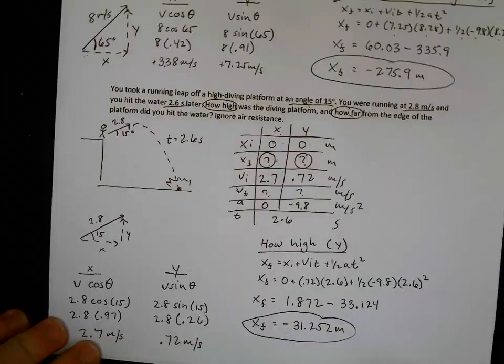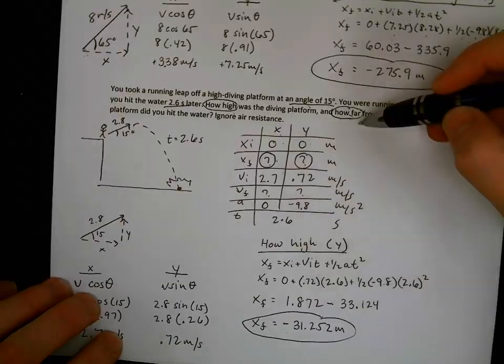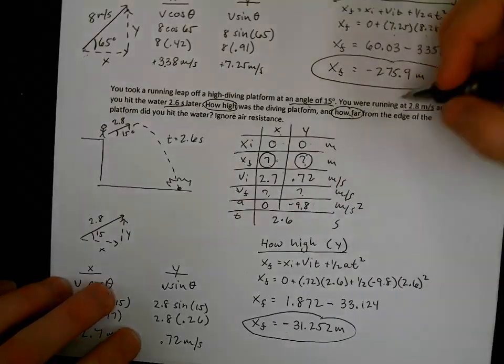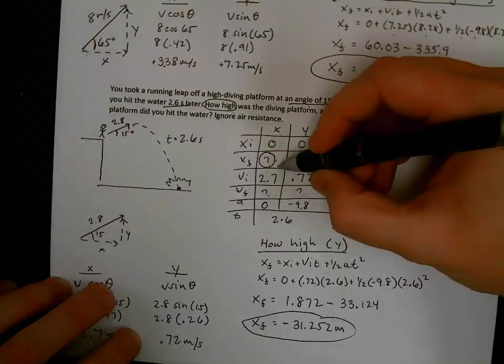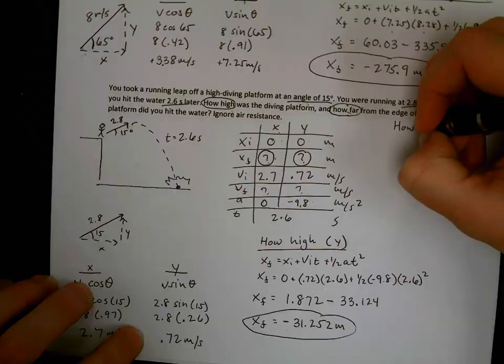Again, is the platform negative meters tall? No, but we fall 31.252 meters when we jump off the platform, which means the platform is actually positive 31.252 meters tall. Now, second, we want to know how far away from the cliff we landed, which means we're going to have to use the X direction. So we're going to solve for how far.